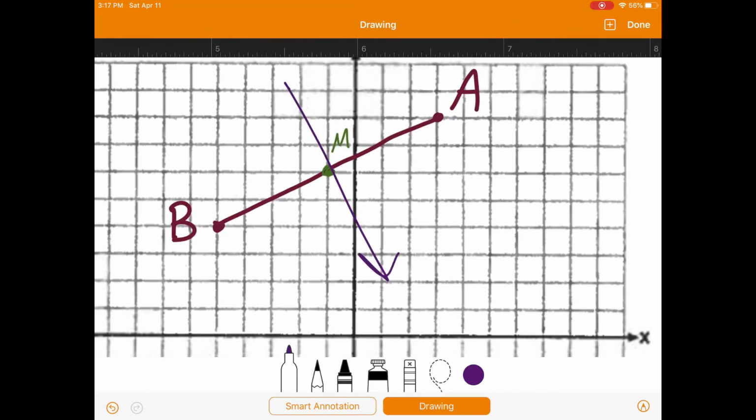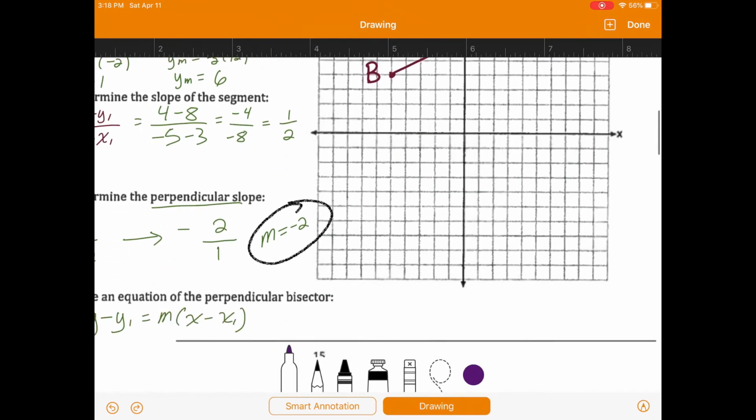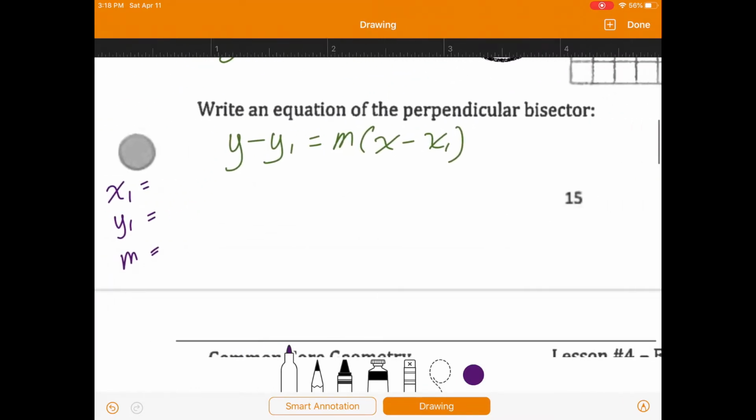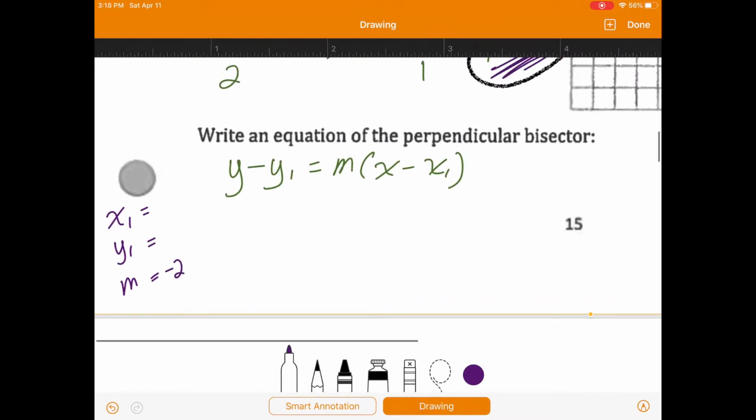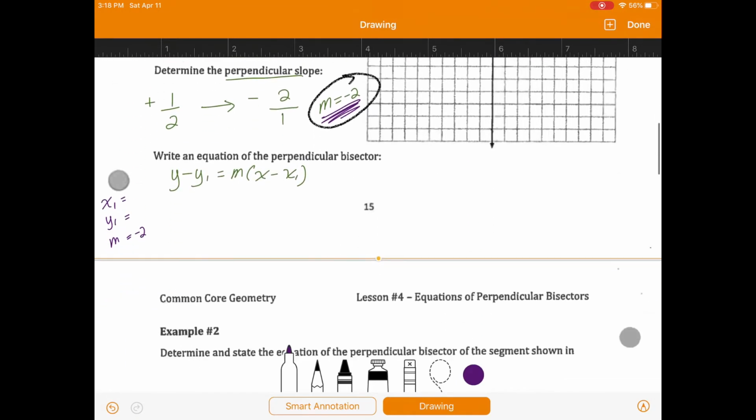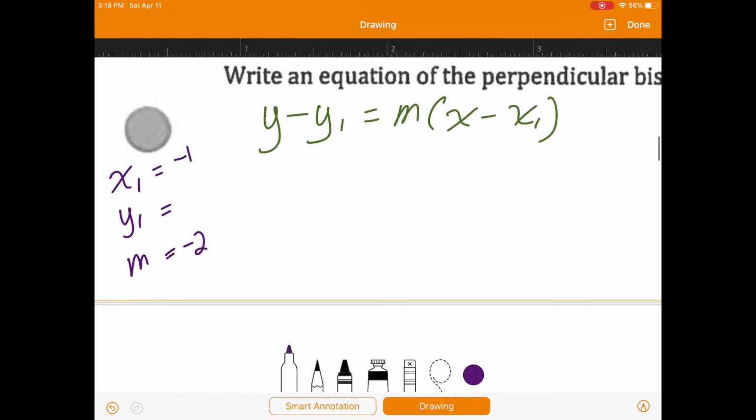We're going to try and draw a line that goes through M and has a perpendicular slope to the original. So the slope that goes with the line that we're creating is this. So M is going to be negative 2. And the point that's on our line is the midpoint. So we're going to use negative 1, 6 as our point. So negative 1, 6.